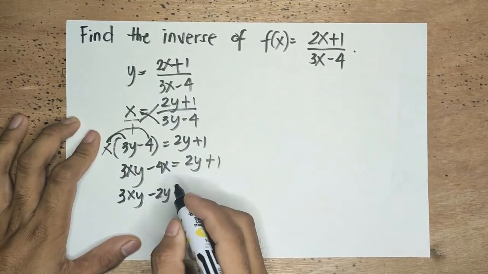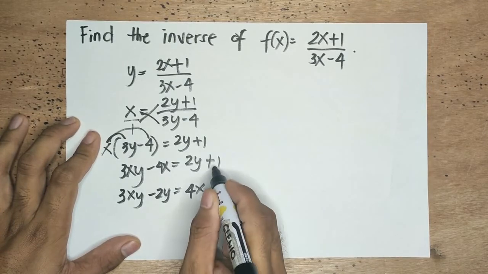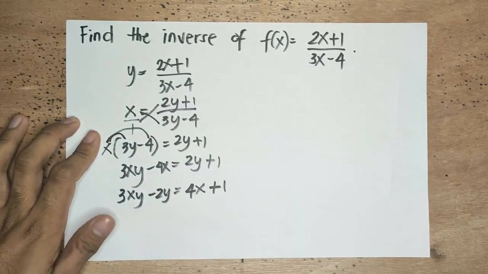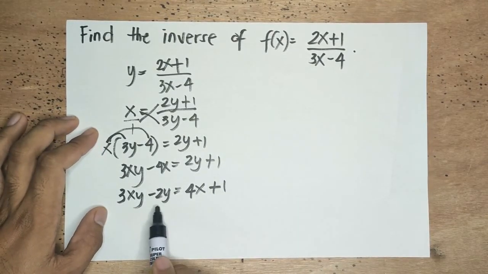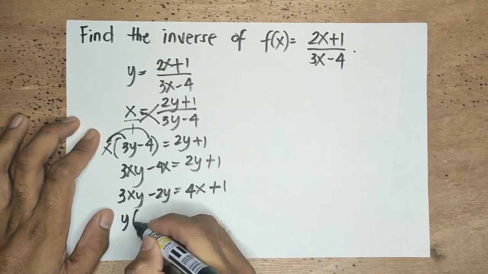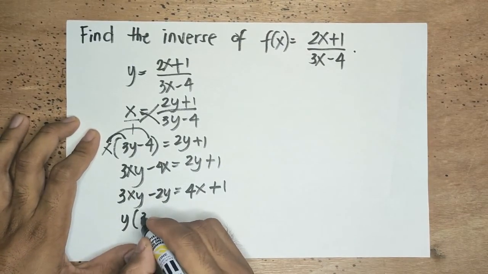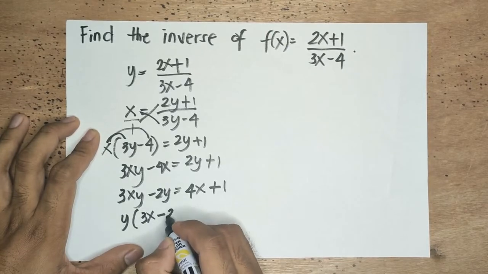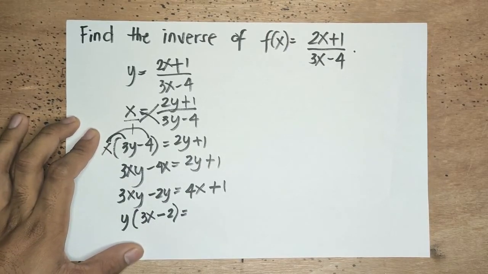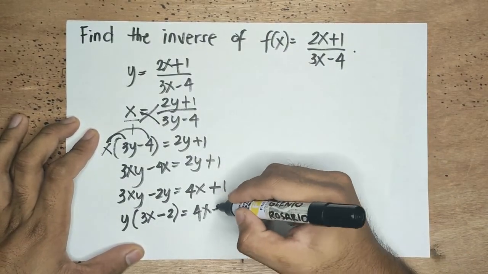So from negative 4x, it will give us positive 4x. Then we bring down plus 1. As you can see, pareho silang may y, so pwede nating ilabas yung y. Ang may iwan na lang dito, we have 3x, at ang may iwan dito ay negative 2. So is equal to 4x plus 1.